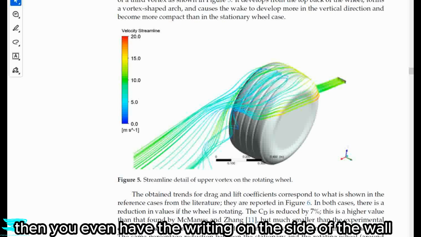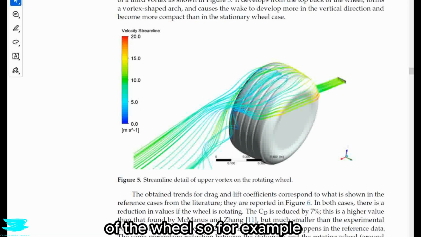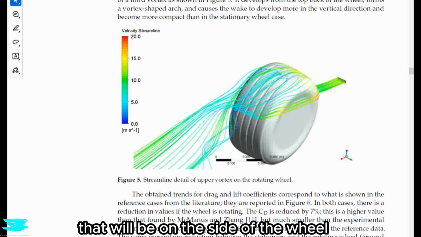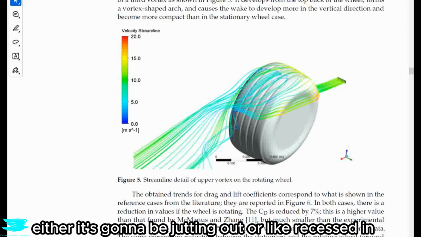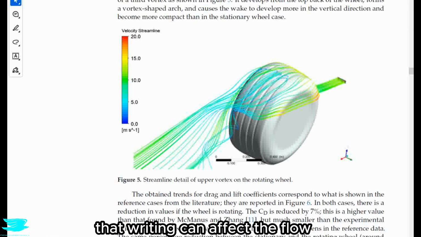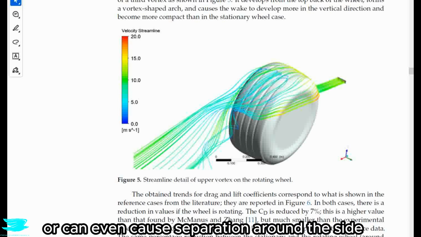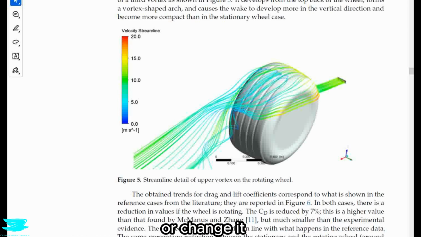Then you even have the writing on the side of the wheel. So for example, if you get a Pirelli wheel, that brand, Pirelli, will be on the side of the wheel, either jutting out or recessed in. That writing can affect the flow. It can trip it, or it can even cause a separation around the side or change it.